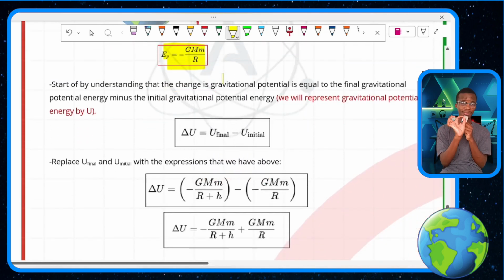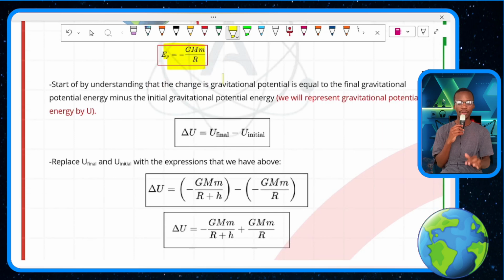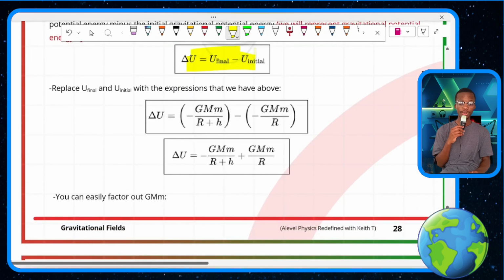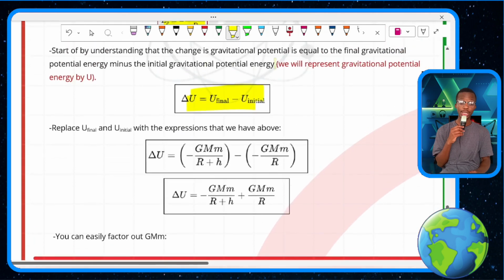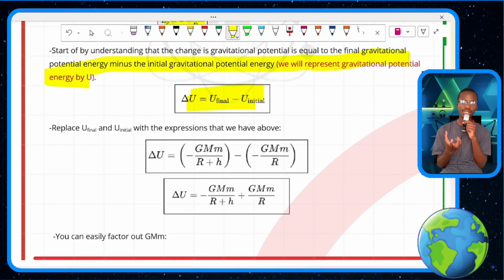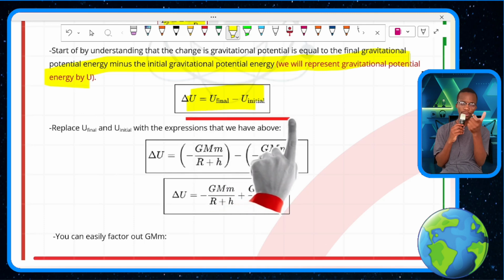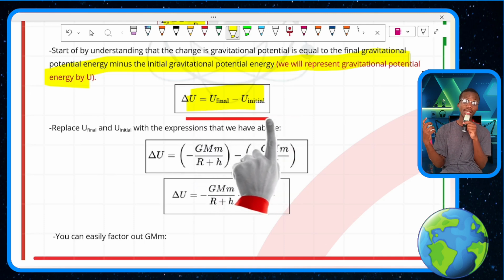And you need to know this equation because it's going to come up a lot in some of your calculations. So it's equal to the final potential. Potential energy is represented by U. Gravitational potential is represented by phi, and gravitational potential energy is represented by U. So delta potential energy is actually final minus initial.